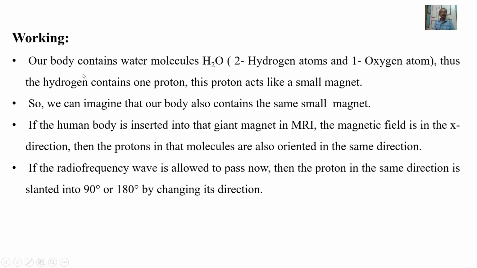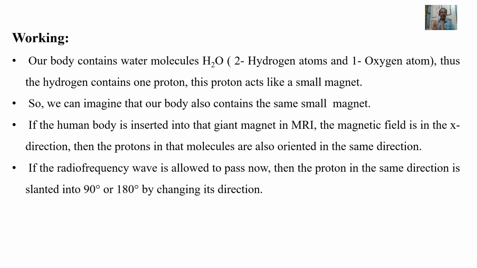Our body contains water molecules, H2O, that is 2 hydrogen atoms and 1 oxygen atom. The hydrogen contains 1 proton and this proton acts like a small magnet. So we can imagine that our body also contains the same small magnets. If the human body is inserted into the giant magnet in MRI, the magnetic field is in the x direction, then the protons in those molecules are also oriented in the same direction.